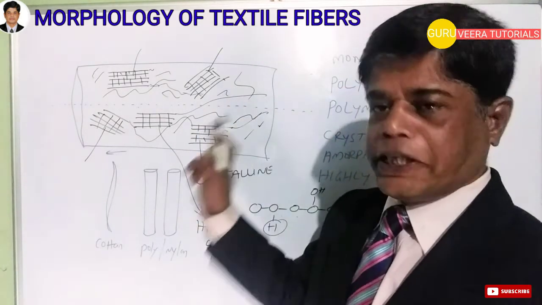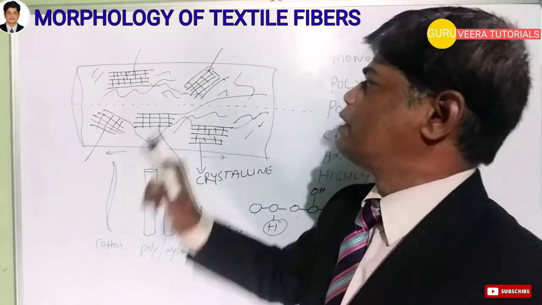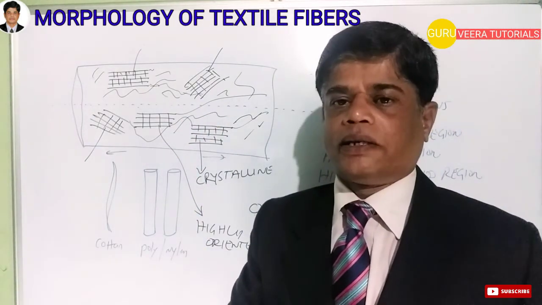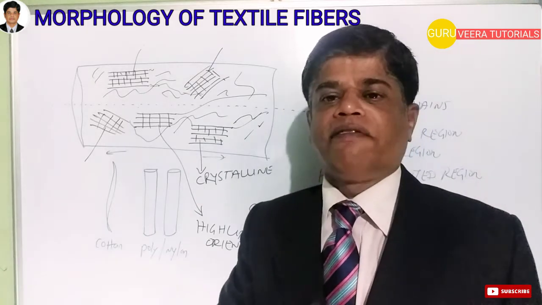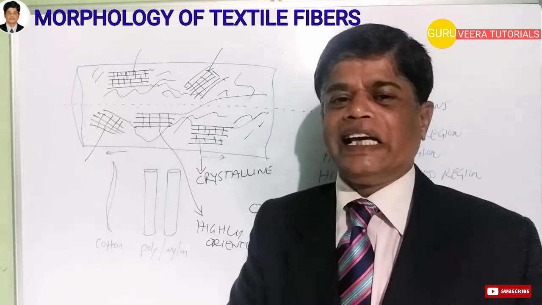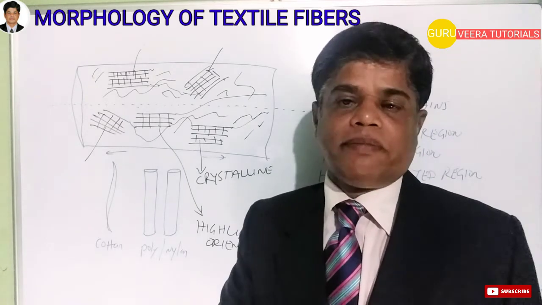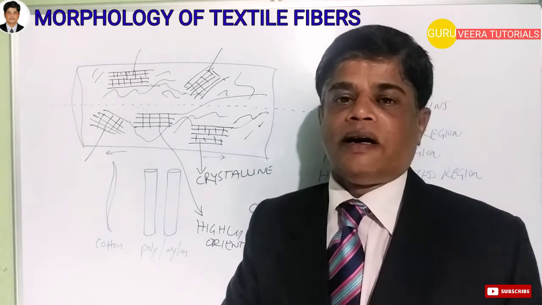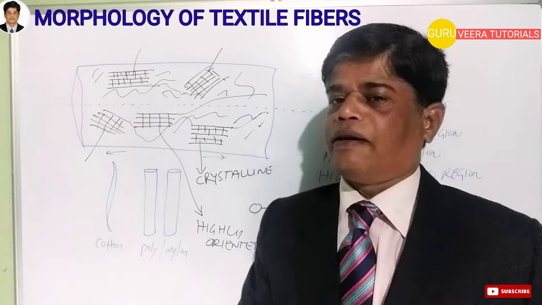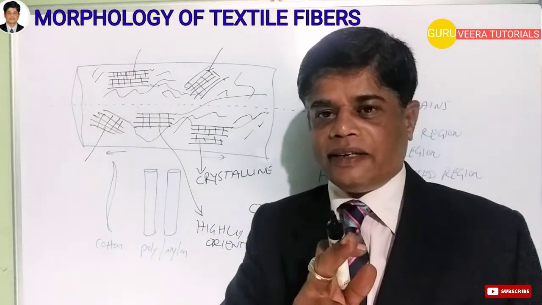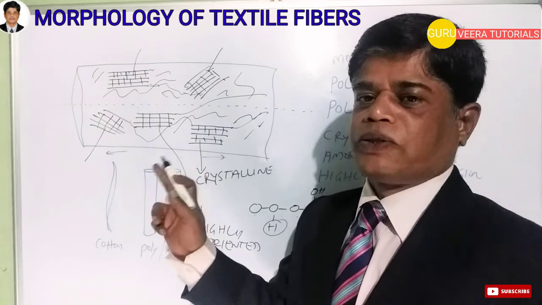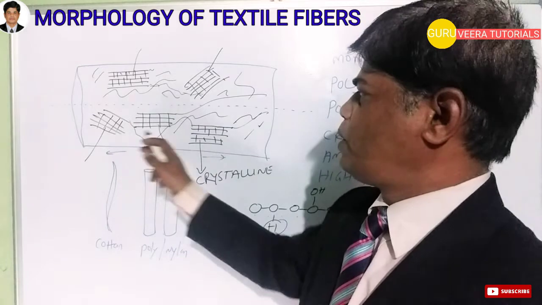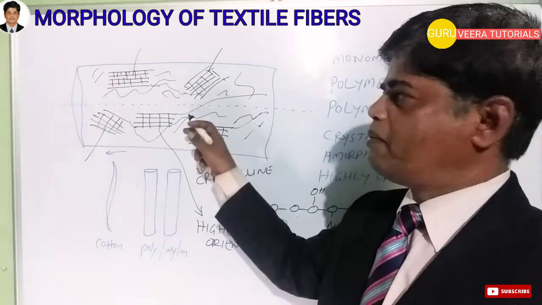In case of natural textile fibers, this type of placement is possible. But please remember that in case of synthetic fibers or regenerated fibers, that is man-made fibers, artificial fibers, the man is not allowing these polymer chains to place how they want. He wants polymer chains to be parallel to the axis of the fibers.